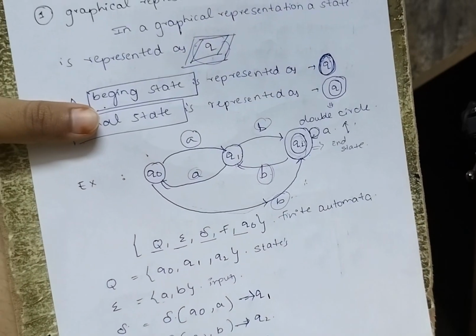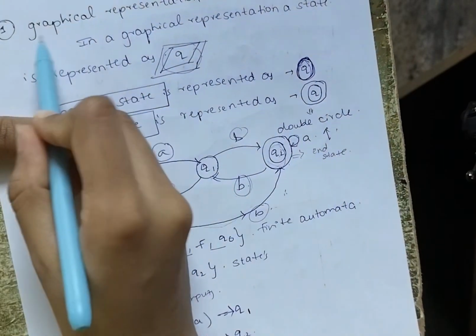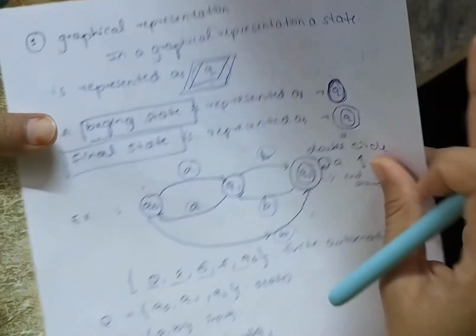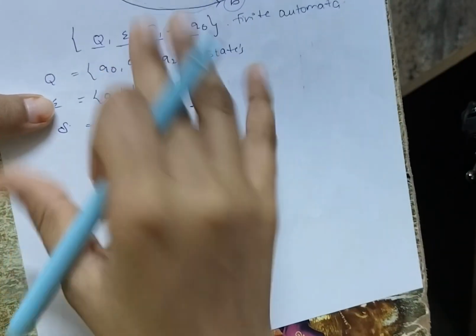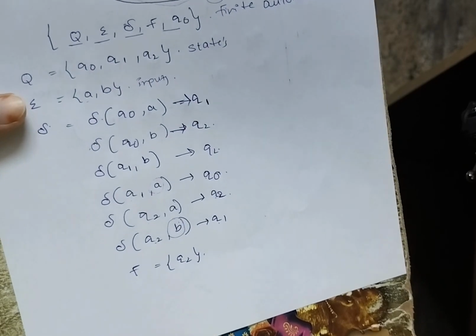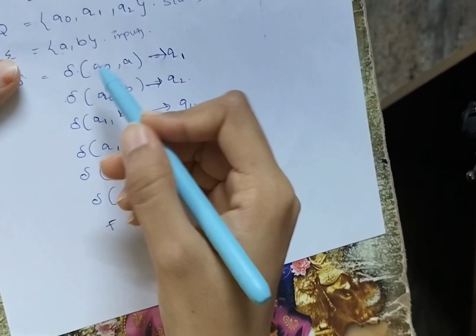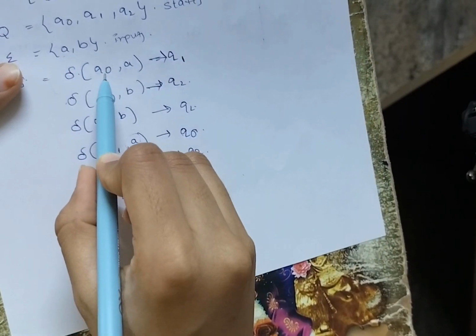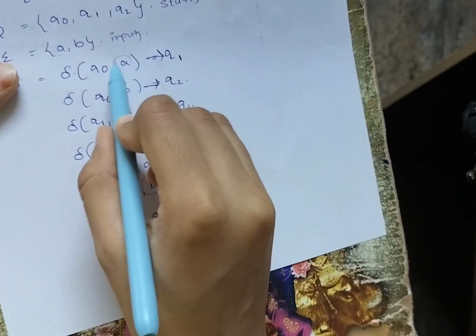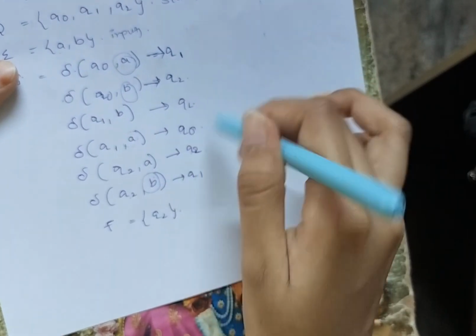Hello guys, in the last video we saw the two representations of finite automata: the graphical representation and the tabular representation. The graphical representation explains the set of the finite automata, where q is the start state, epsilon is the input, and delta is the transition from one state to another state. For example, from q0 to q1, a is going, and from q0 to q2, b is transferring, and so on, as we write the entire thing.